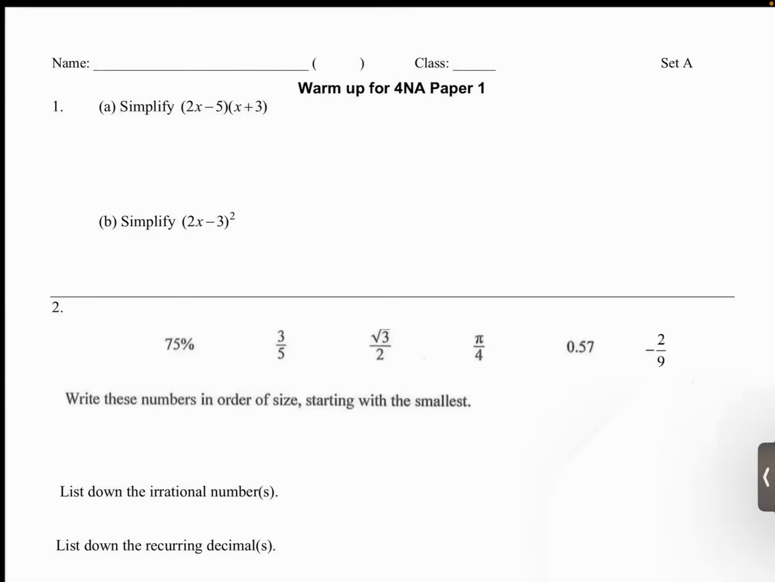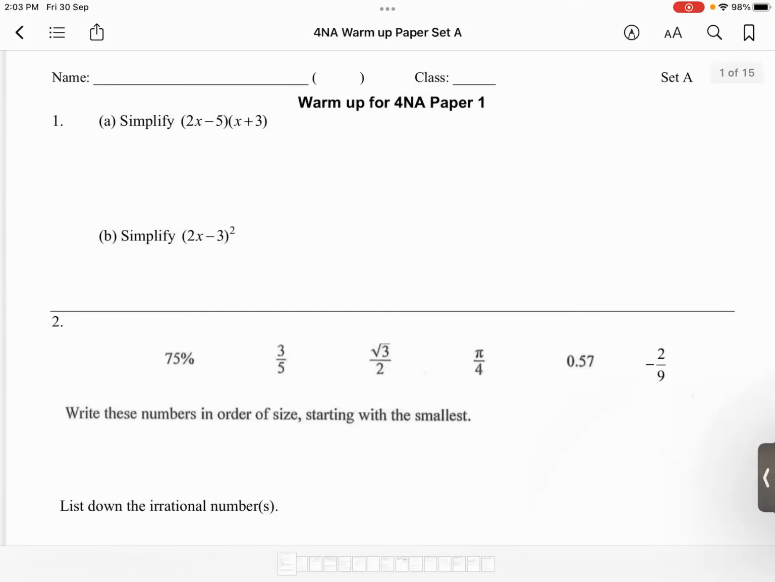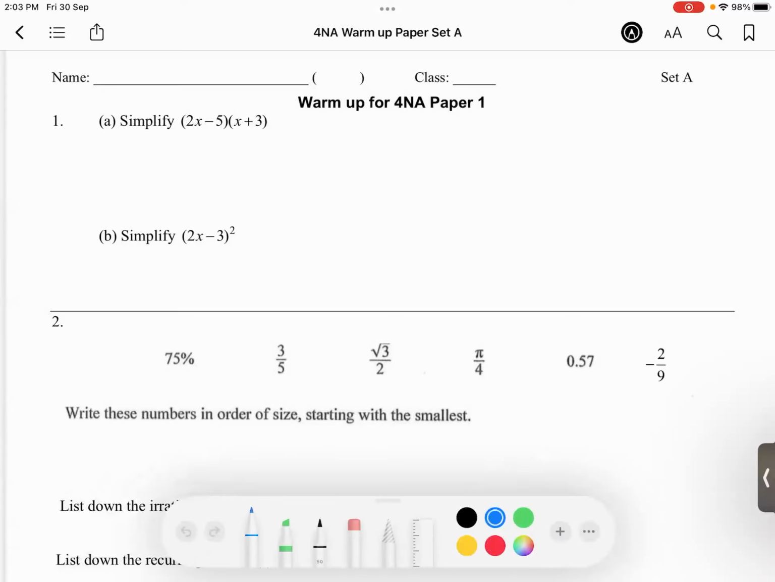So first question over here, the warm-up. These are some questions that should not be overly difficult, they should be the basics that you can do. Okay, so for this question, expand and simplify. So what we have, you just multiply the numbers together. 2x squared plus 6x minus 5x minus 15, then a total of 2x squared plus x minus 15.